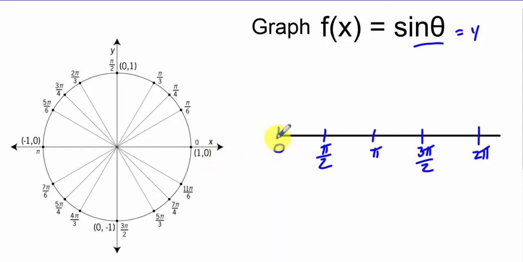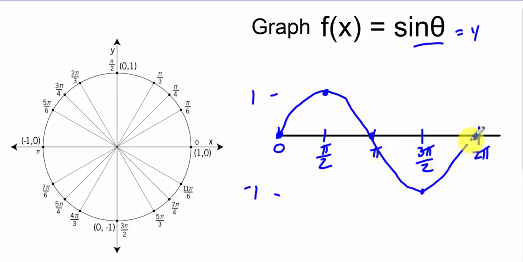So the y value at 0, which is here, is 0. The y value at pi over 2 is 1. The y value at pi is 0. The y value at 3 pi over 2 is negative 1. And the y value at 2 pi is 0. Put a 1 here, negative 1 here, and we draw a relative facsimile of a sine graph.